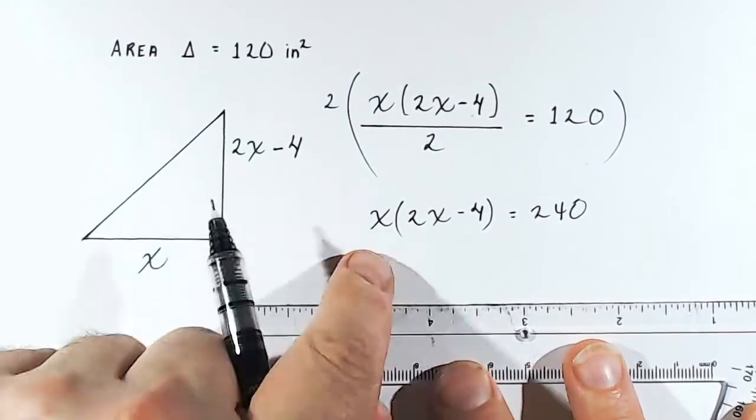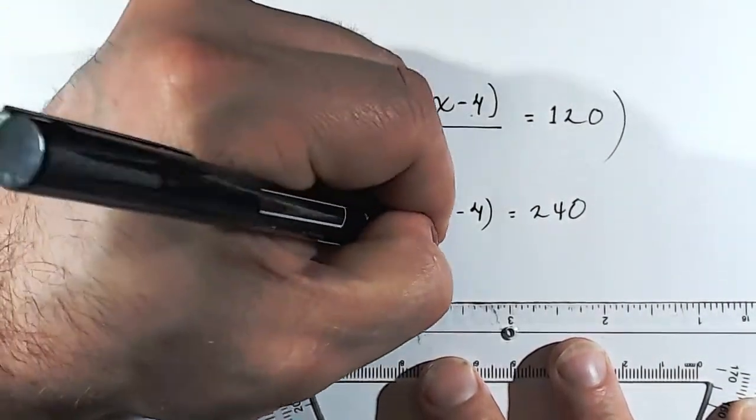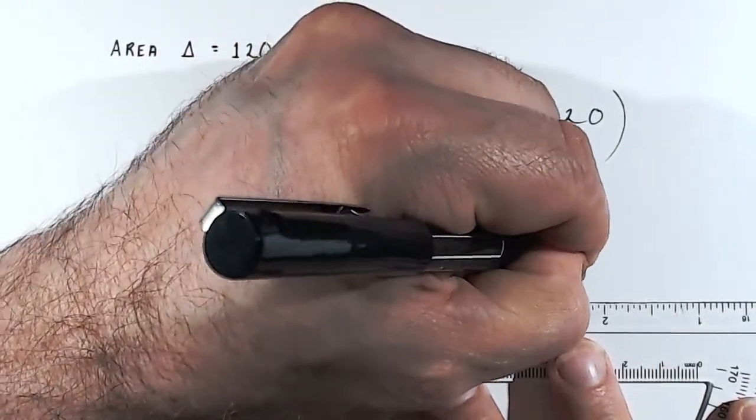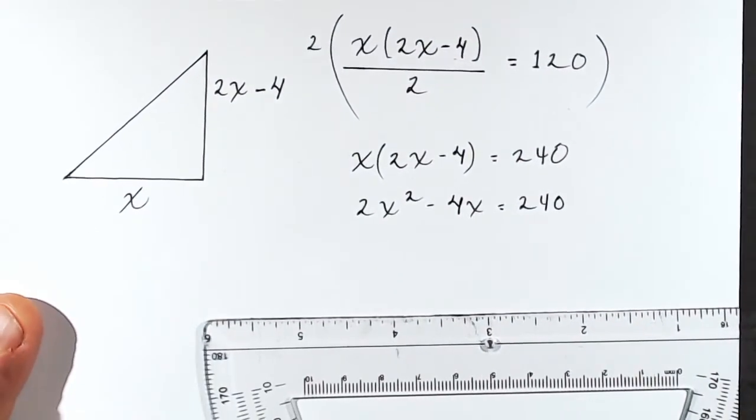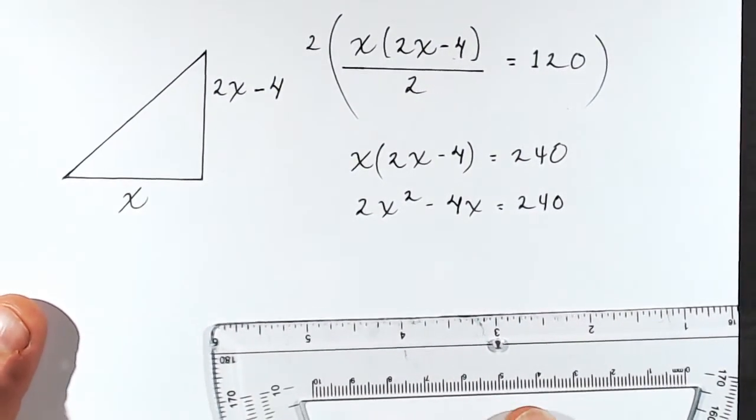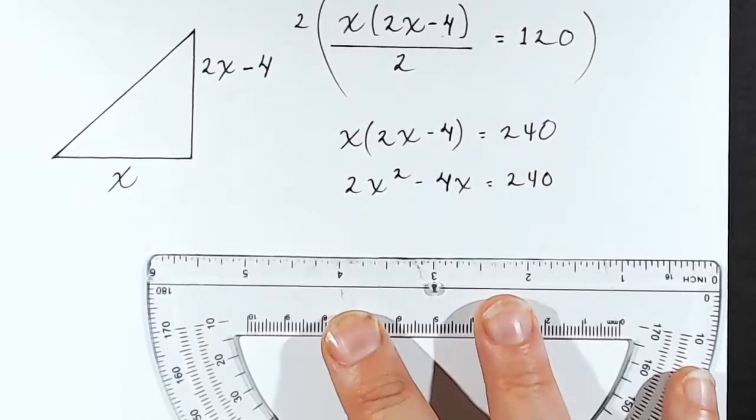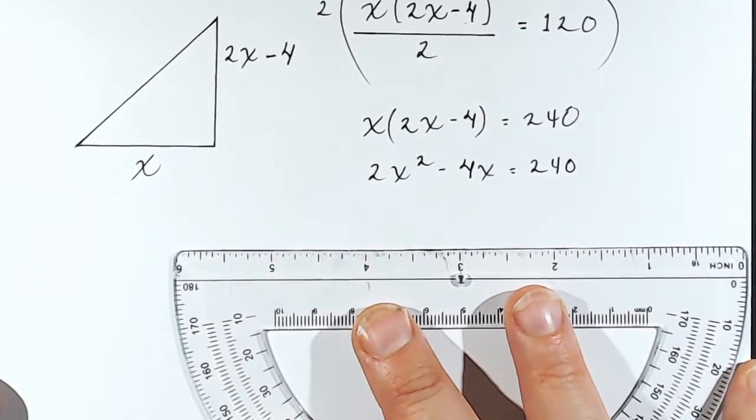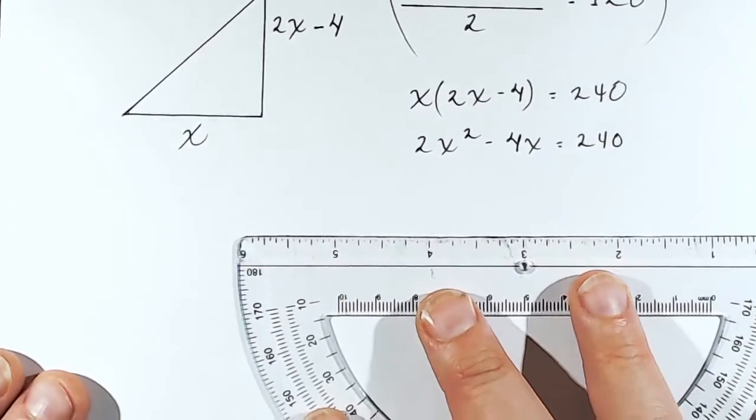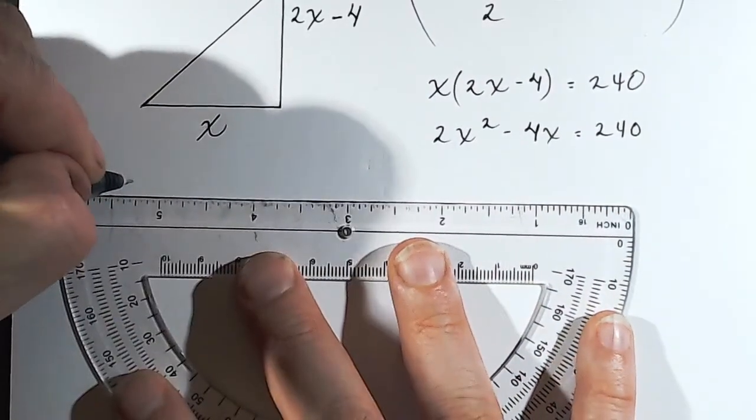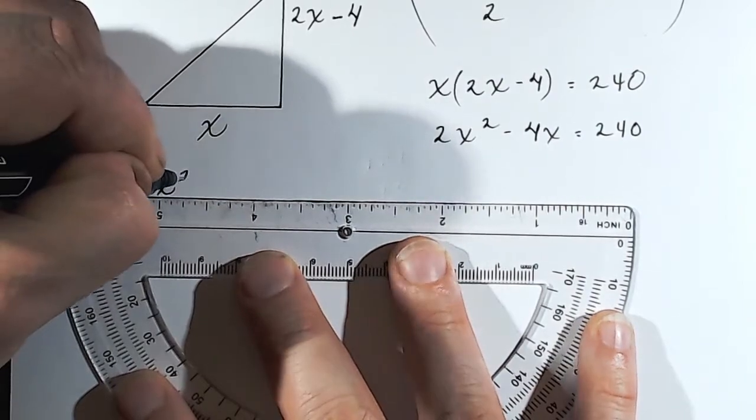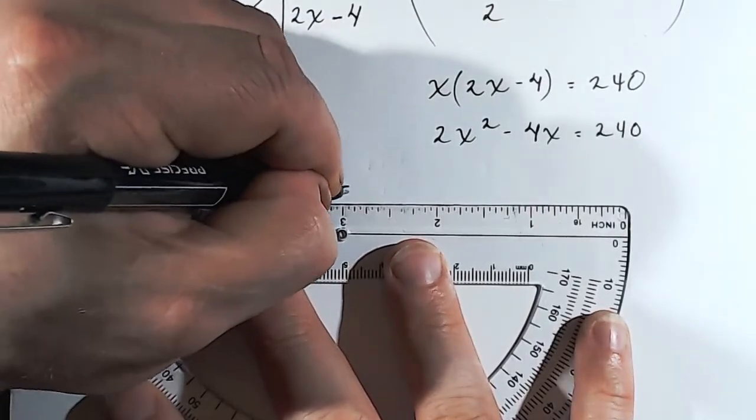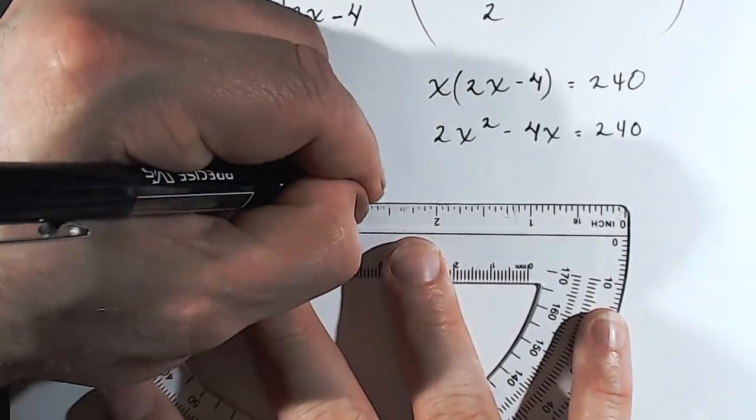All right, so now I distribute the x. I get 2x squared minus 4x equals 240. Okay, we have to solve this quadratic, and I'll do it using completing the square, since that's the thing that I'm trying to teach students. Let me move over here and do that. I've got 2x squared minus 4x, equal to 240.